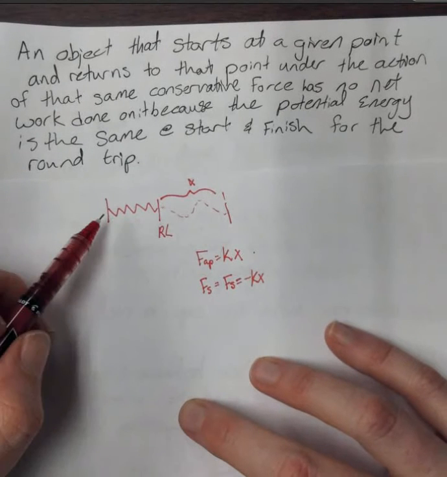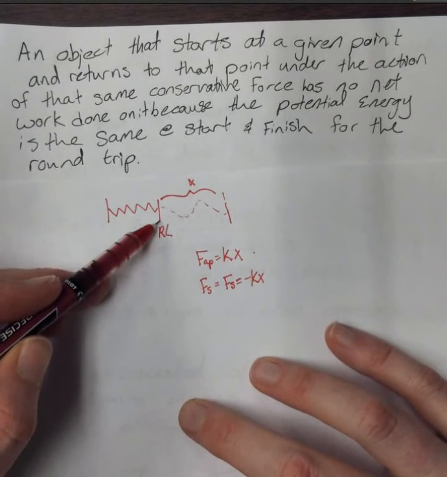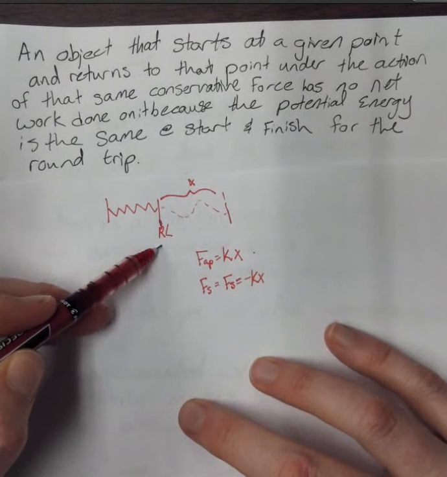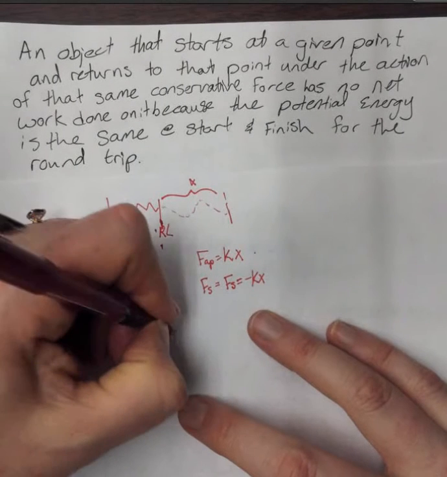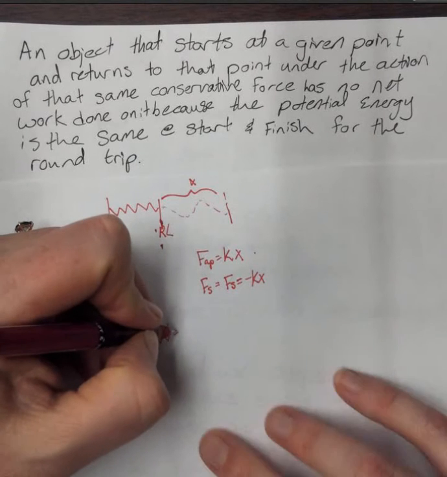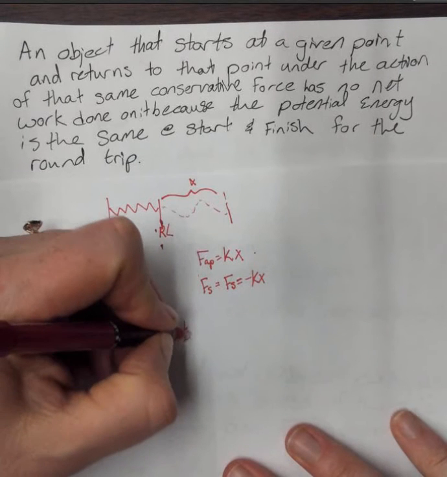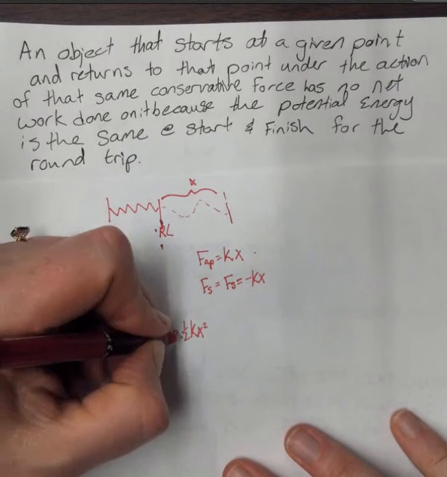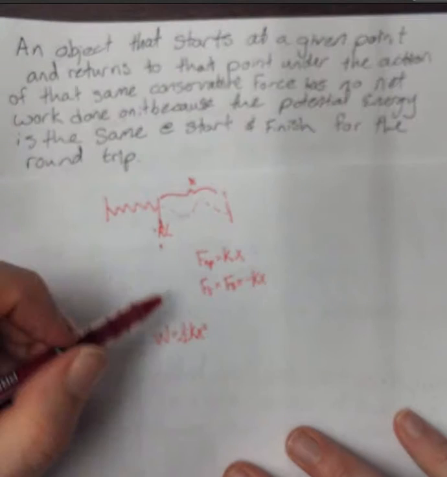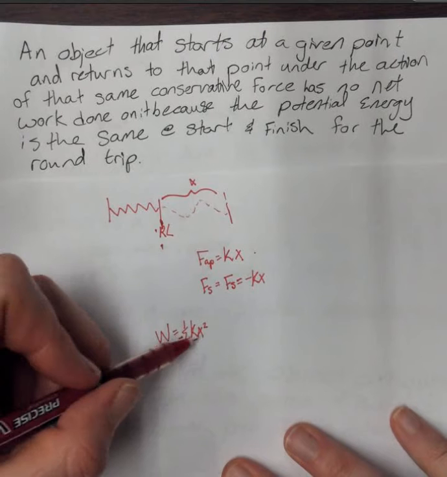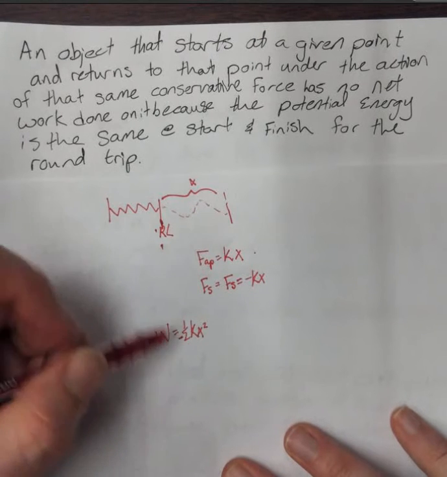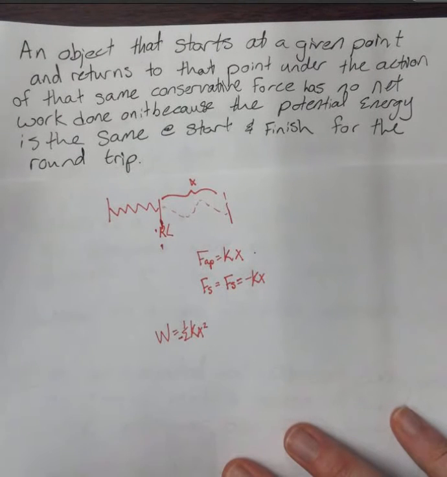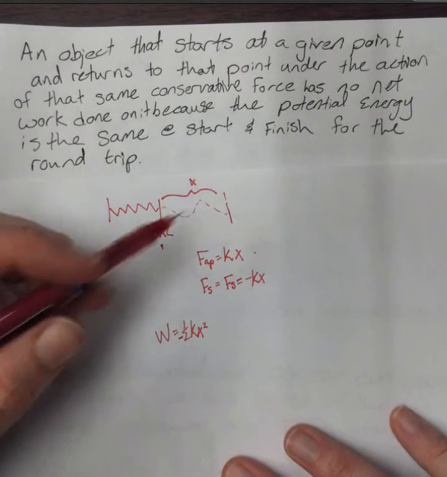Now, this spring began at its relaxed length, where its potential energy is 0, and after stretching, its potential energy is 1/2 kx squared. So this is the work done by a conservative force, the work done by the spring force, which would be equal to force times displacement, which is given by this equation.